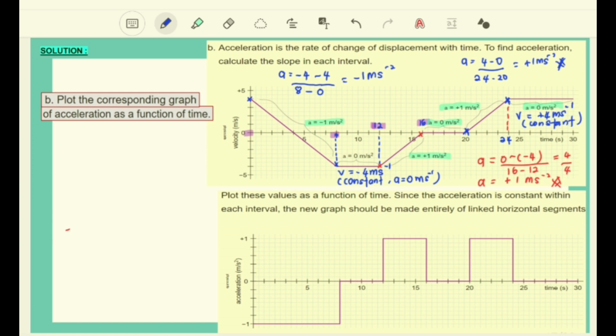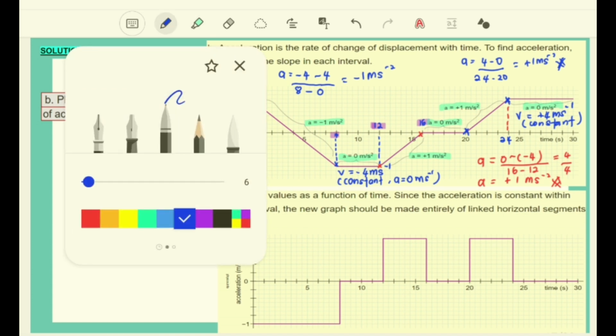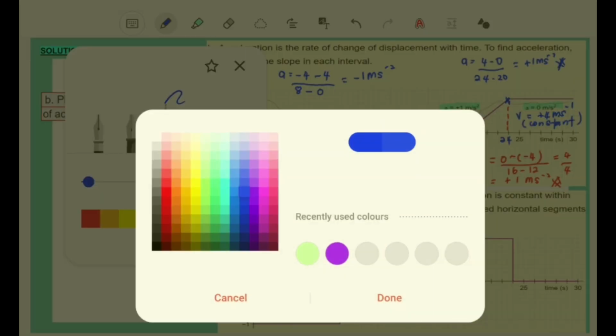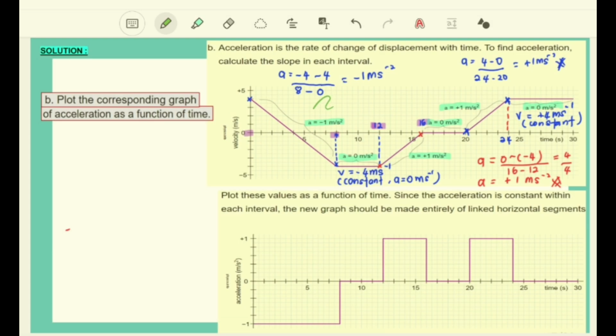Okay, now let's try to plot the graph. When you look at all the values, you can see here. Let's say I want to use green color. Done. So this should be graph 1, 2, 3, 4, 5, 6. Now let's start from 0 to 7 second, from 0 to 7 second here.